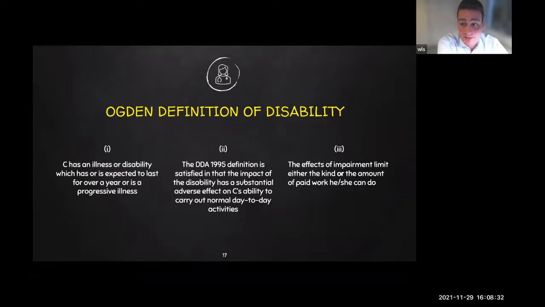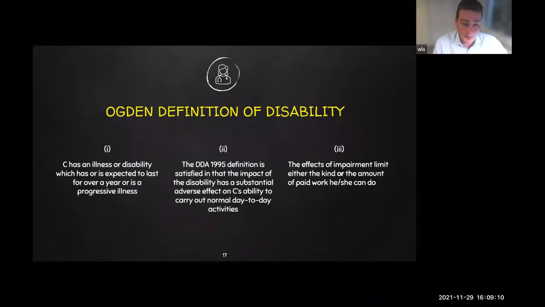The third element is the effects of the impairment limit either the kind or amount of paid work that he or she can do. So not only have you got to meet the definition for being disabled and it being a condition lasting more than 12 months, it's got to limit the type or kind of work that the claimant can do. So it's very important to consider whether a claimant meets that definition, because if they do meet it, you can undertake an Ogden calculation, which is likely to be more beneficial, a more favourable outcome in terms of the calculation than if they don't.